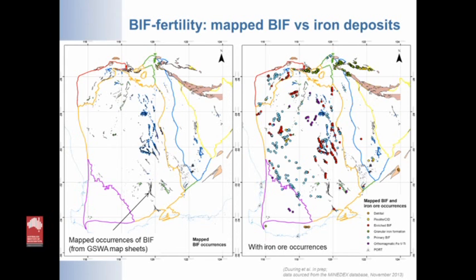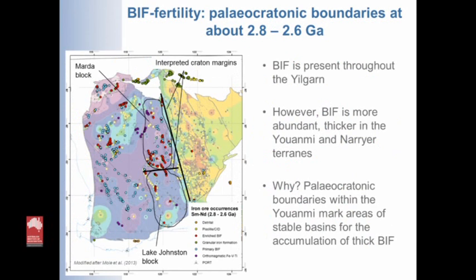If we compare it to where we think the paleocratonic boundaries were at around about this age, bear in mind that the BIF that we've looked at in this area is about 3 to 2.8 billion years in age. Where these paleocratonic boundaries occur, that's where we have a lot of these thick BIF. We also have the future enrichment in iron as well. So quite a testable hypothesis is that perhaps these paleocratonic boundaries are very important in forming these thick BIFs, and it's the perfect starting point to form our later enriched iron deposit.